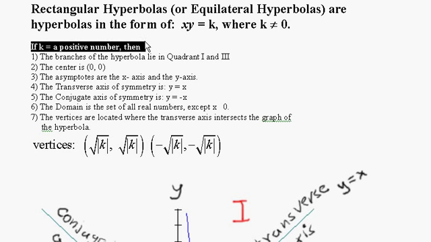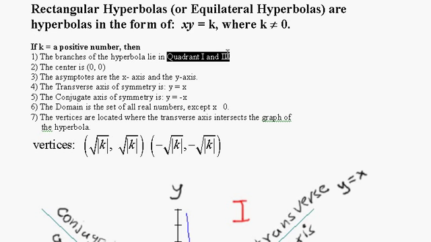So first, we want to look at this number k and decide if it's positive or negative. If it's positive, when we graph it, my hyperbola shapes are going to be in quadrant 1 and quadrant 3. For both of these rectangular hyperbolas, the center is always 0, 0 for the ones we're looking at.